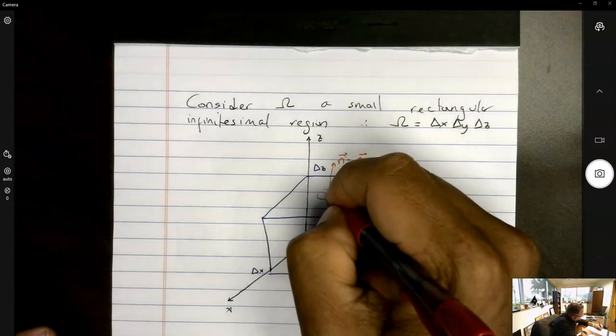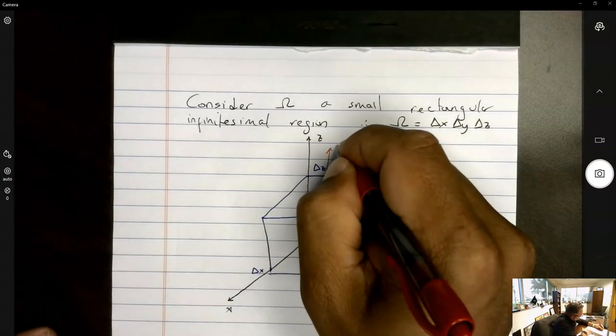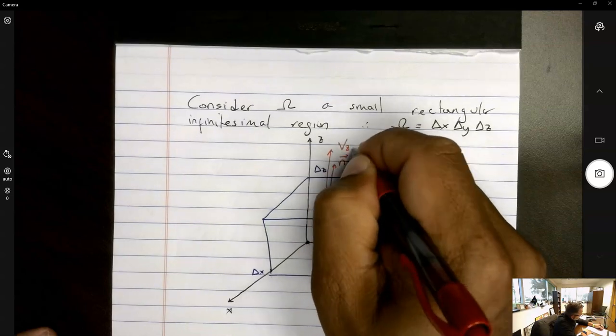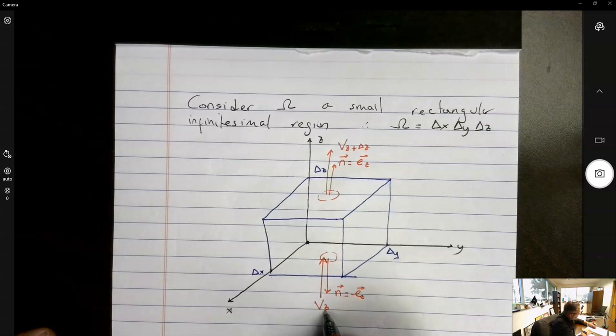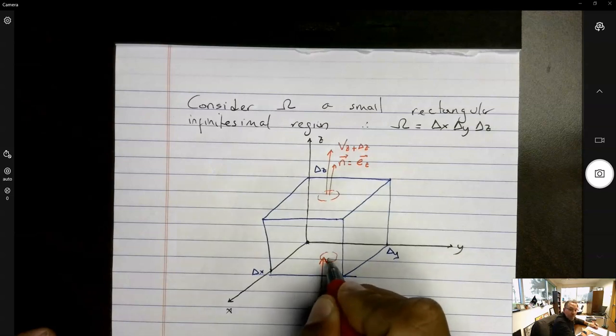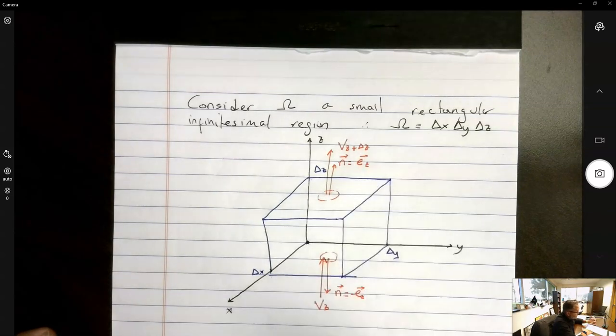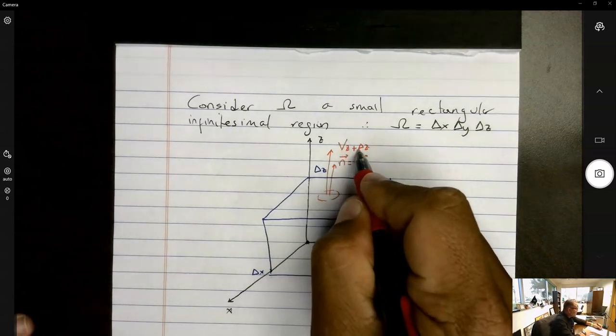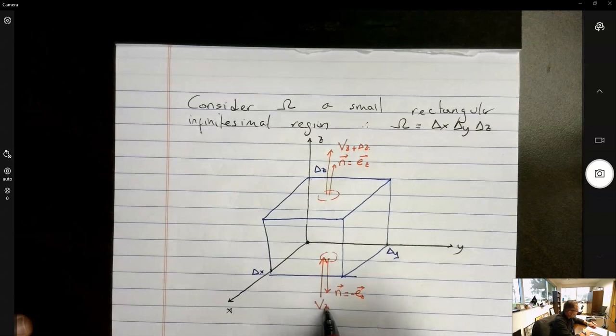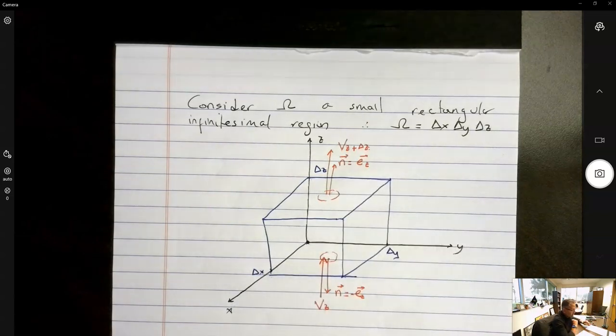On the top of this, you have a normal vector that is now positive Ez, and a velocity which is Vz at z plus delta z. So whatever the velocity is here down on this wall, plus delta z. It's not the velocity plus delta z; it's the velocity at z plus delta z. This is the velocity at z, and this is the velocity at z plus delta z.